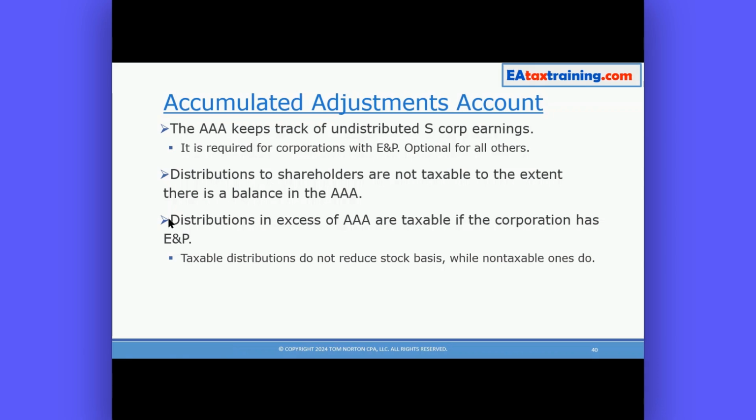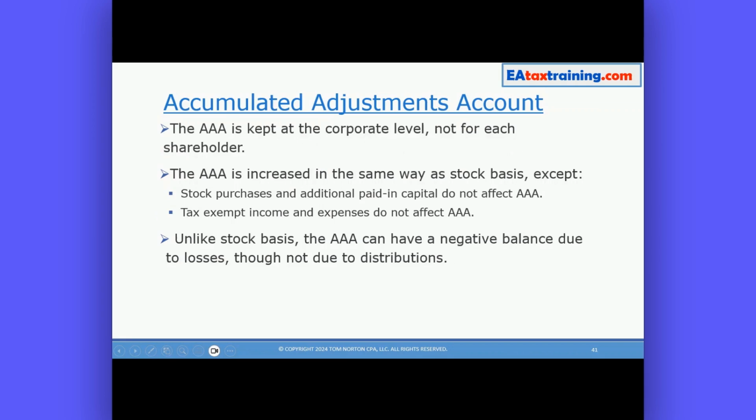So AAA is keeping track only of undistributed S Corp earnings. As long as there is a balance in AAA, then any distributions are not taxable to the shareholder. AAA is kept at the corporate level, not for each shareholder. When we talk about basis, stock basis and debt basis, those things are kept at the shareholder level. Each individual shareholder is going to have their own separate stock basis, and maybe debt basis as well.